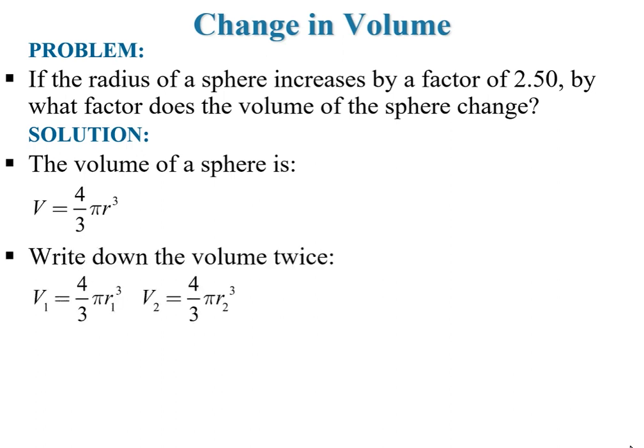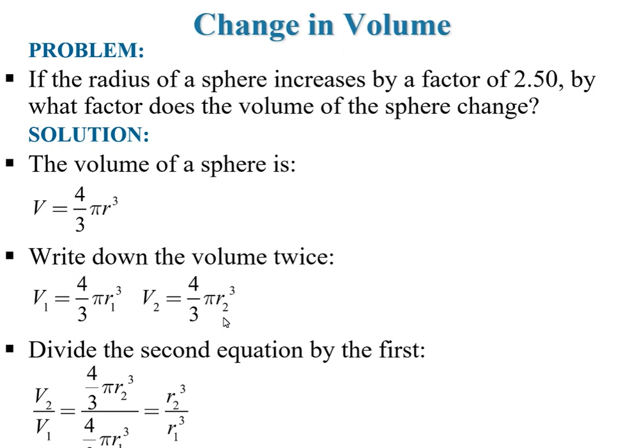Sulat dayon nato ang aton nga volume twice. So first natin nga volume is 4/3 pi r cubed, pero r natin diri is r sub 1. Next, another volume is 4/3 pi r sub 2 cubed. So divide mo ang second equation by first equation. So we will have V2 all over V1, makansel ang 4/3, makansel man ang pi. Mabilin diri is R2 cubed all over R1 cubed.